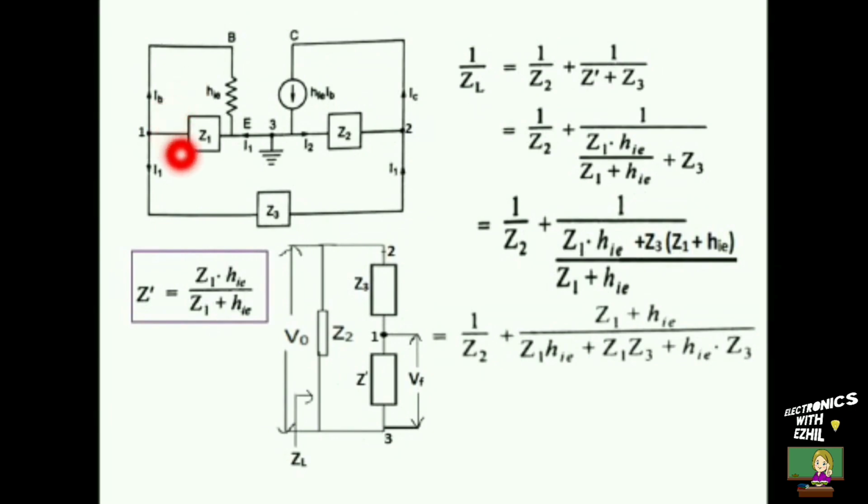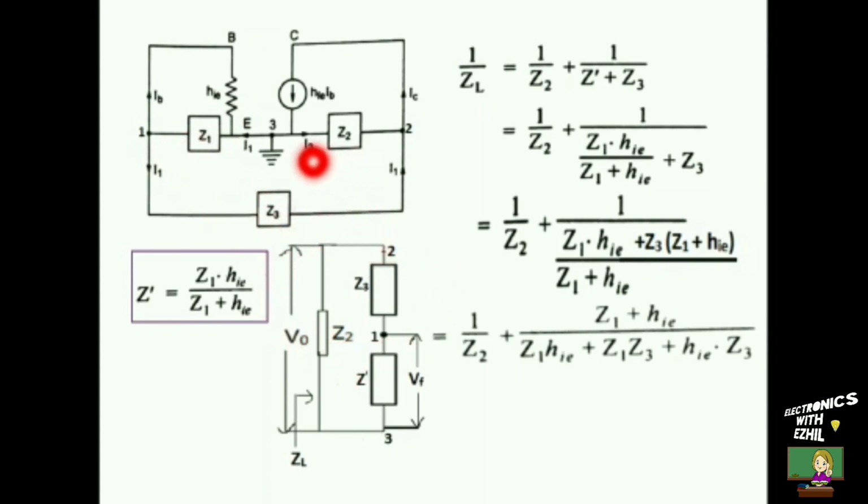Here on the input side we can see the impedance Z1 is connected in parallel with hie. The parallel combination of Z1 and hie is given by Z1 hie divided by Z1 plus hie, and it is named as Z'. Next we will find the load impedance ZL by looking between terminals 2 and 3. To find this, let us find the equivalent impedance of this network. The parallel combination of Z1 and hie, that is Z', is connected in series with Z3, and this series combination is connected in parallel with Z2.